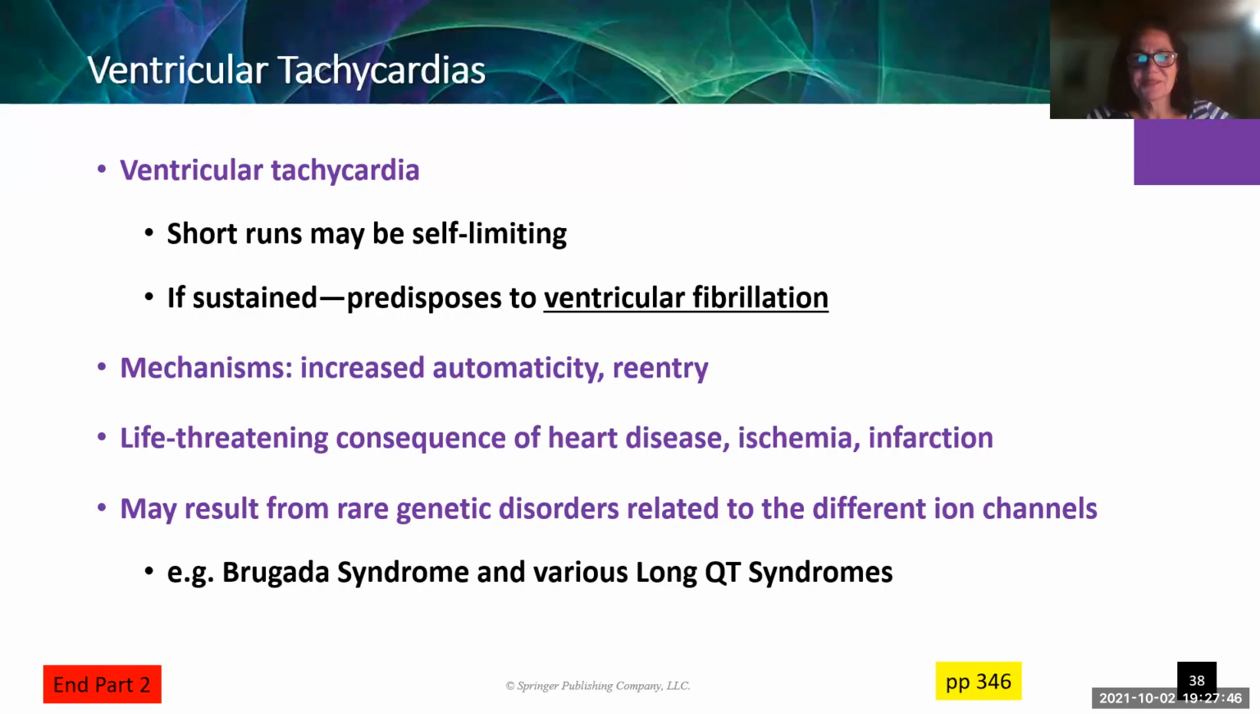Hello and welcome back. We're starting part 3 of the chapter on the heart. We left off with ventricular tachycardias and we're moving on into the mechanical aspects of the heart.